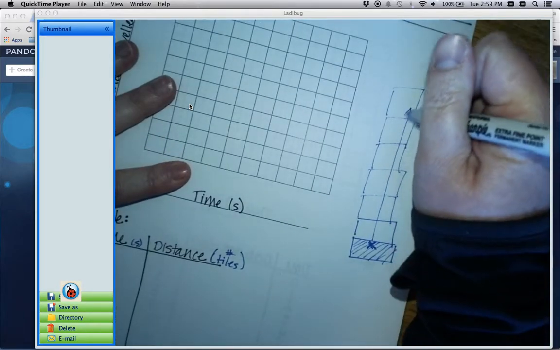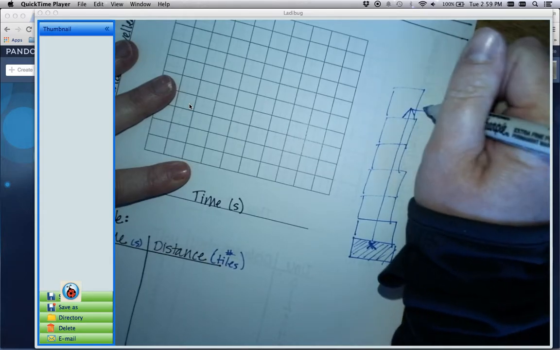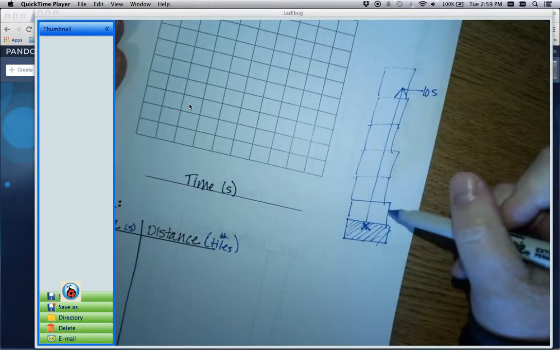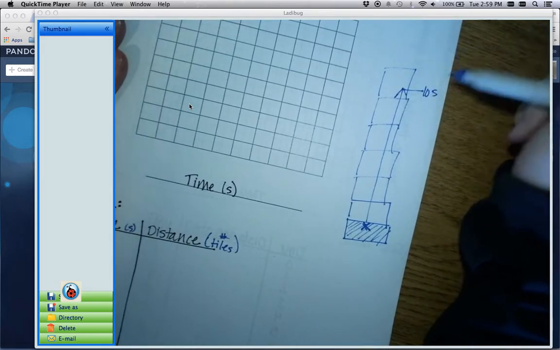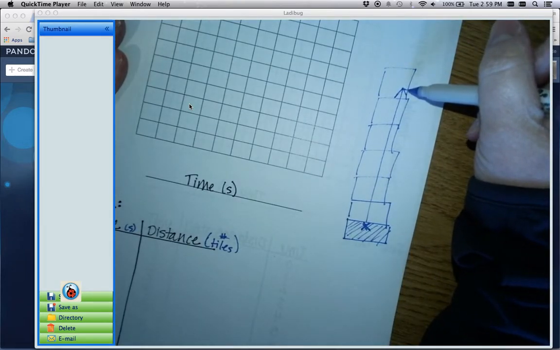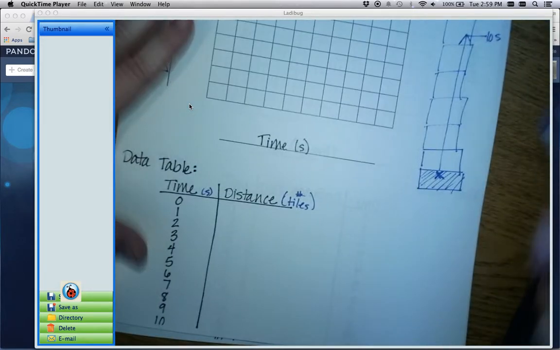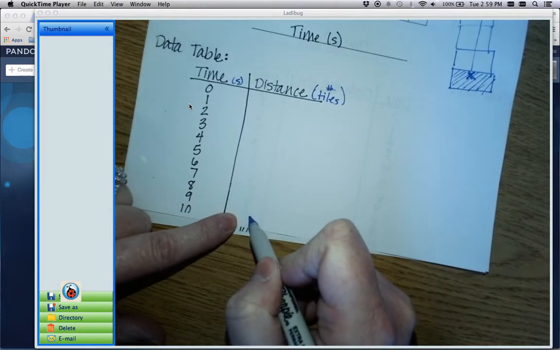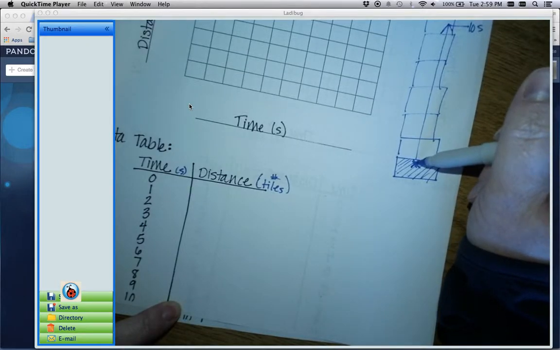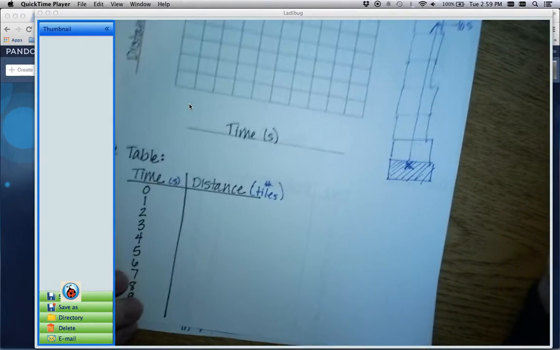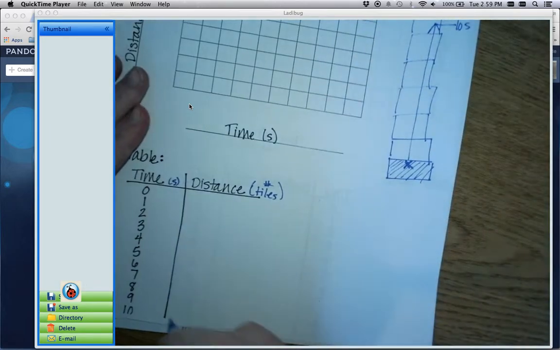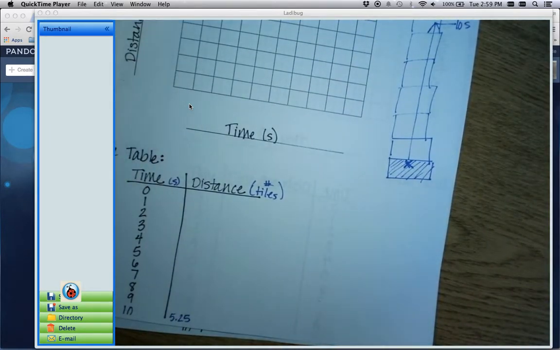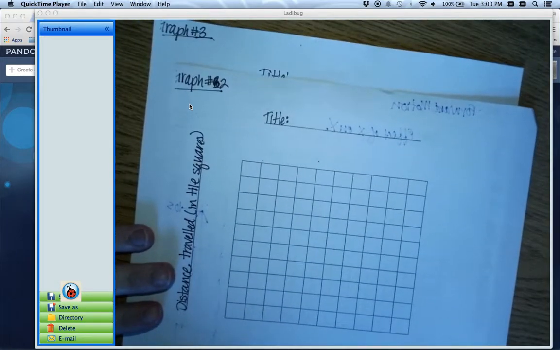So you walk, and let's say that at 10 seconds you land right there, okay? Well, you have gone 1, 2, 3, 4, 5, about 5.25 tiles. So at 10 seconds, the distance that I've traveled from the start, from here to here, would be about 5.25 tiles. Something like this, okay? So the first one, you're just going to do forward motion.